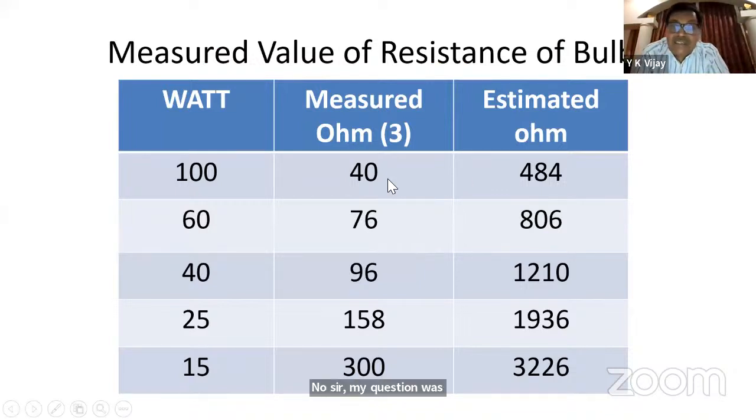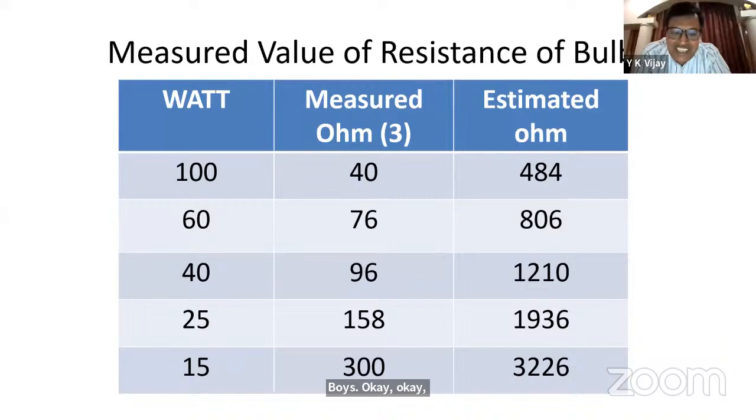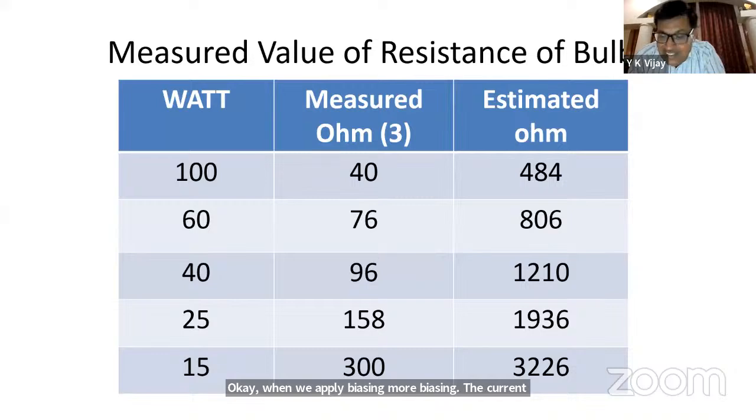Estimated and measured, you see, the measurement we are doing at room temperature. At this time, the bulb is not glowing. The biasing is very little. So here we say it's an effect of observation. When we apply more biasing, the current flows and it gets heated up. All right. Thank you so much.